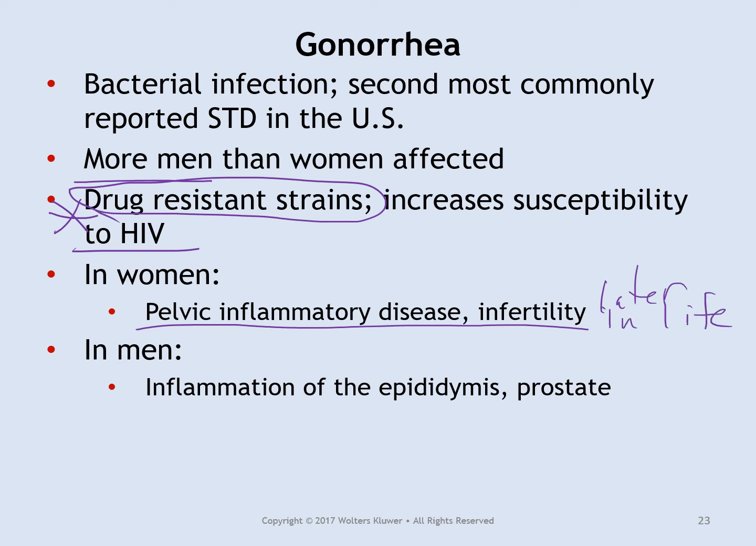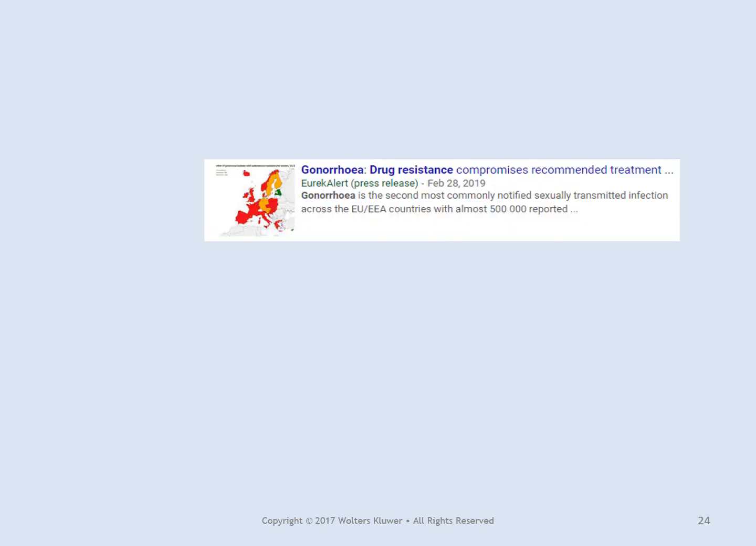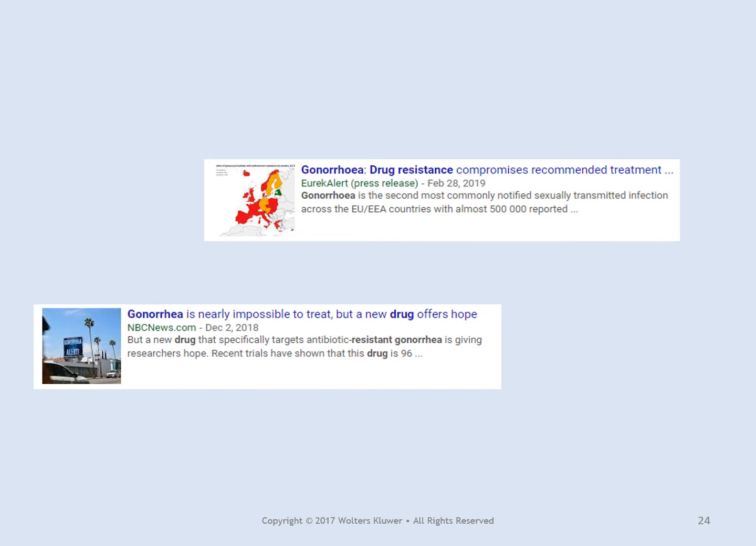In men, you see issues with inflammation of the epididymis and the prostate, which can also lead to issues with infertility later in life. This concern about drug-resistant gonorrhea has been a topic of conversation for several years now. These are all headlines that I found across the internet from recent years.